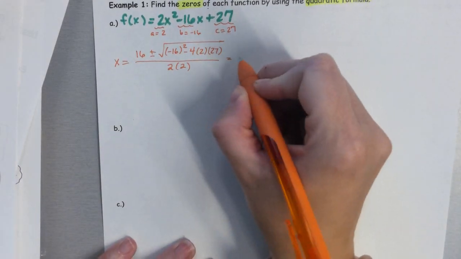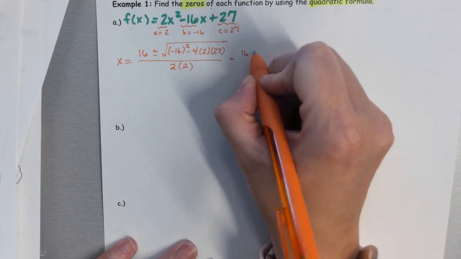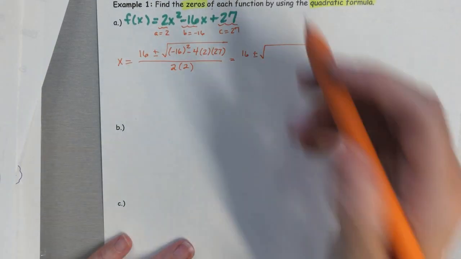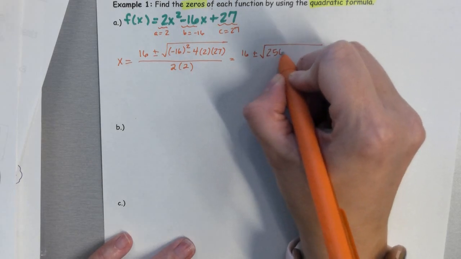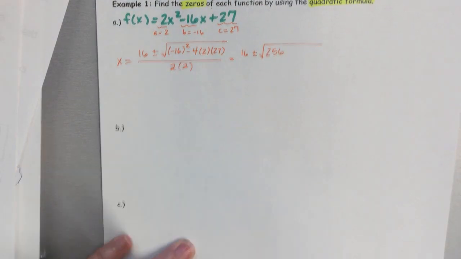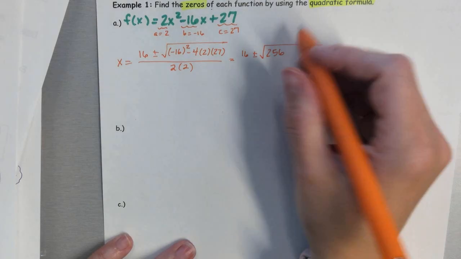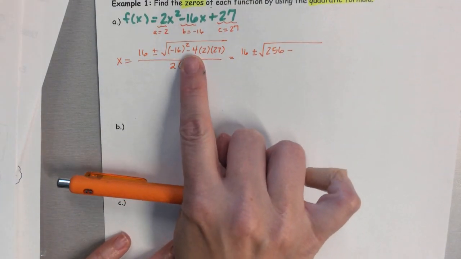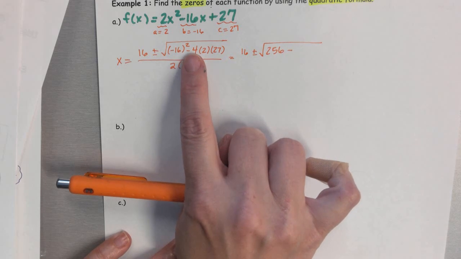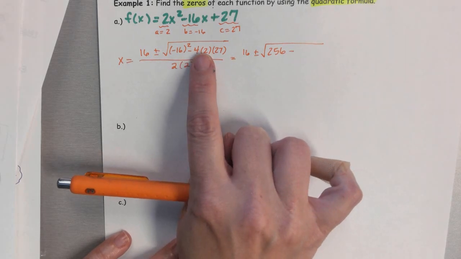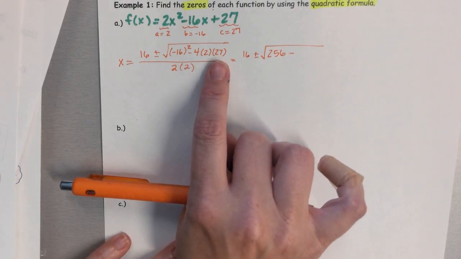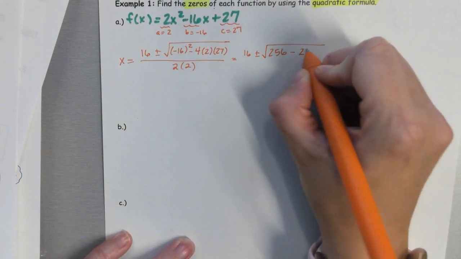Generally when I do this, I'll square the 16. So 16 times 16. Remember, that should always be positive whenever you square something. And then these, I can multiply together, but you do have to pay attention to the signs. This is negative 4 times 2, which is negative 8. Negative 8 times 27, you can do that in your calculator. You'll get 216.